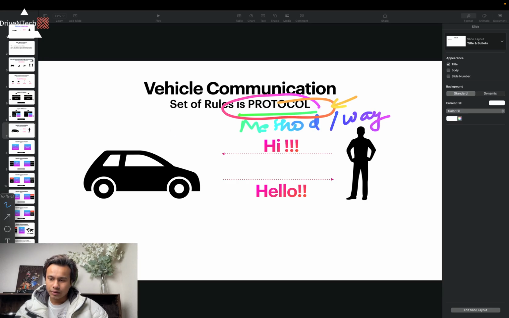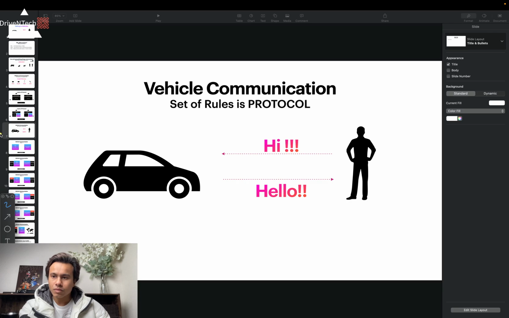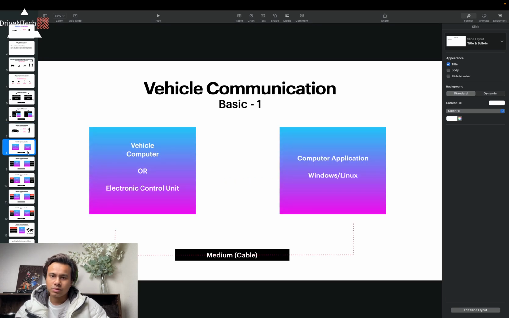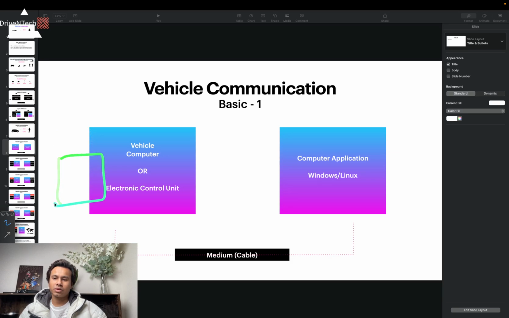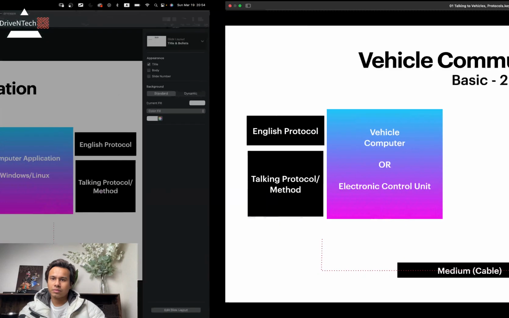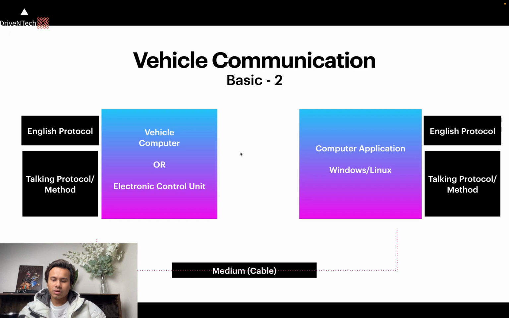So let's move on. Let's start with very basic communication between vehicle and computer. We discussed how two people talk: there is some English, then some talking protocol, and the other person should also have that talking protocol and should understand English. Basically the same things apply for vehicle communication also. Here also we have the English protocol on both sides.